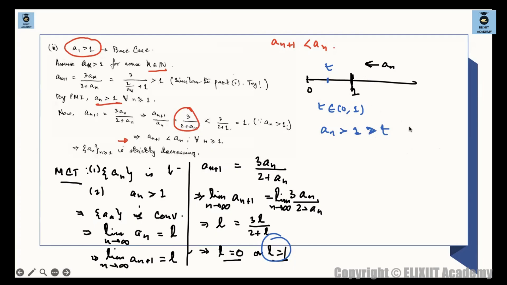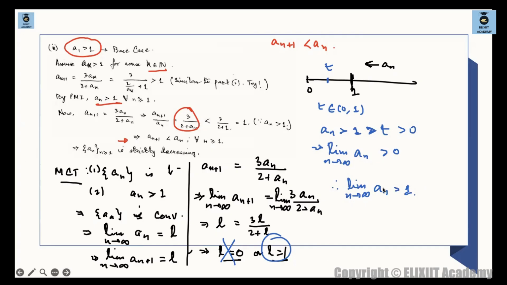And t is also positive. So t is definitely positive. So a_n is what? Positive. Or rather, if you take the limit over here, the limiting value will also be positive. Limit n tends to infinity, a_n will also be positive. So this quantity, the limit n tends to infinity of a_n, cannot be 0. This has to be 1. So therefore, limit n tends to infinity, a_n has to be equal to 1.